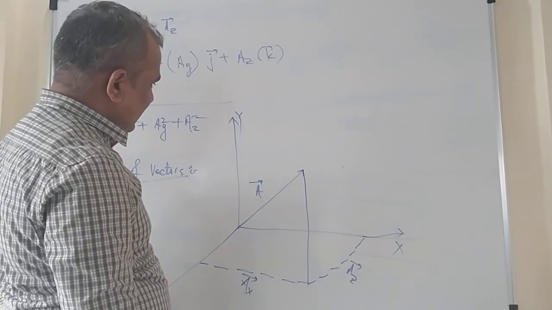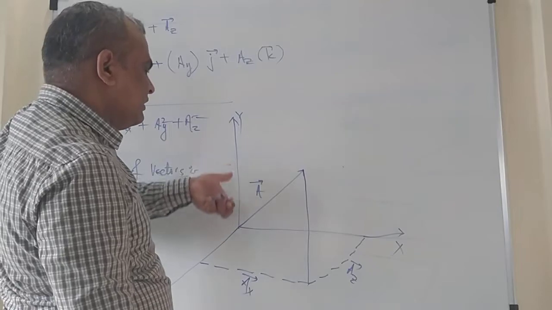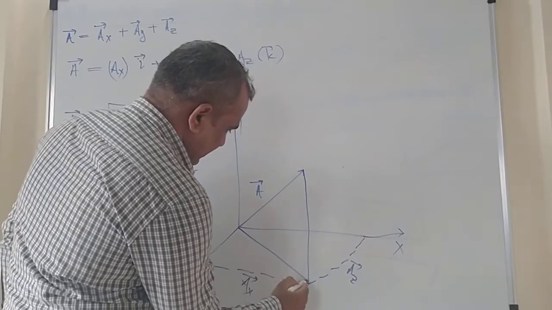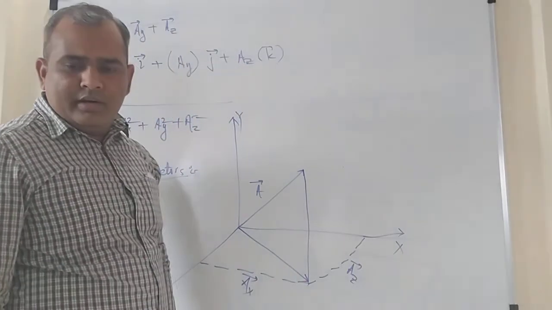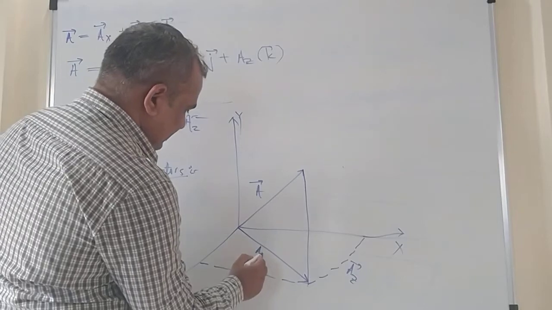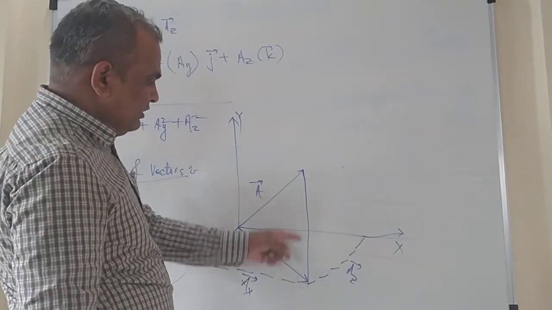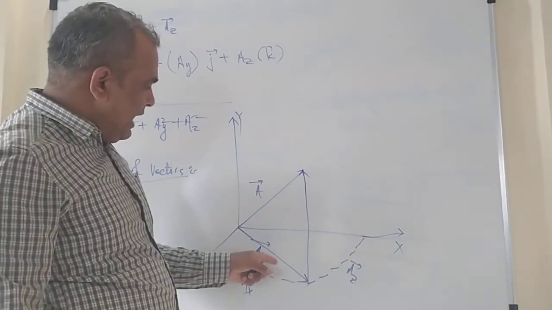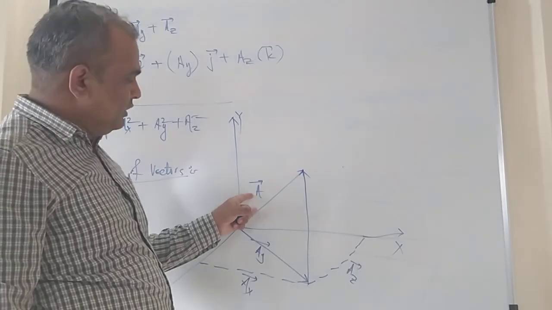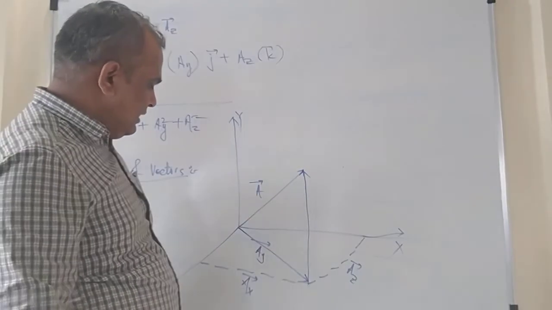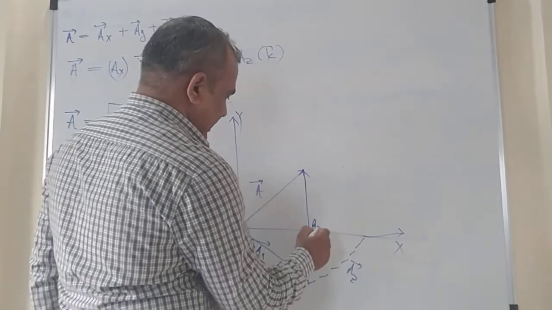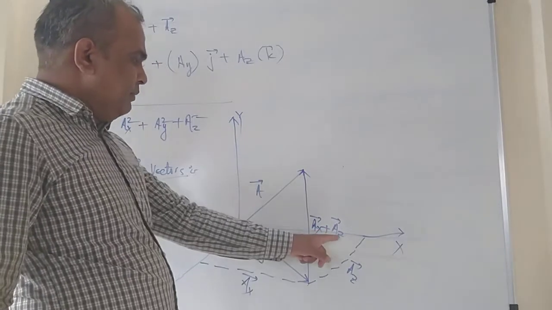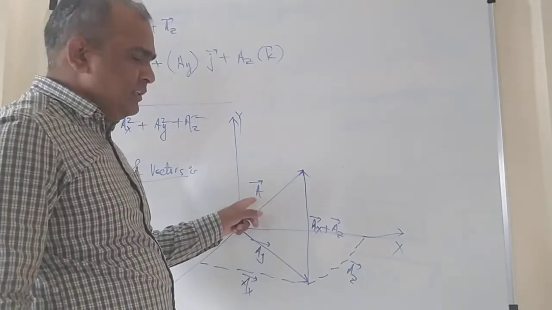And what will be the ay? Ay, we can draw in this way. So this is ay. Got it? So I can say this is ay bar. So this vector which joins ay and results in a, that means this must be ax bar plus az bar. So ax bar plus az bar plus ay bar is equal to a bar.